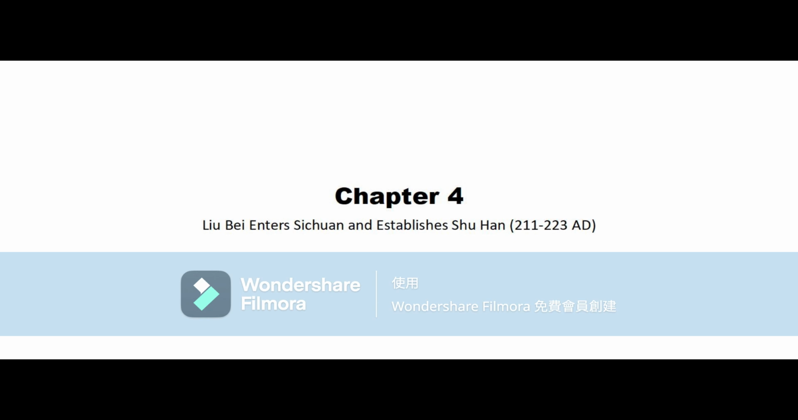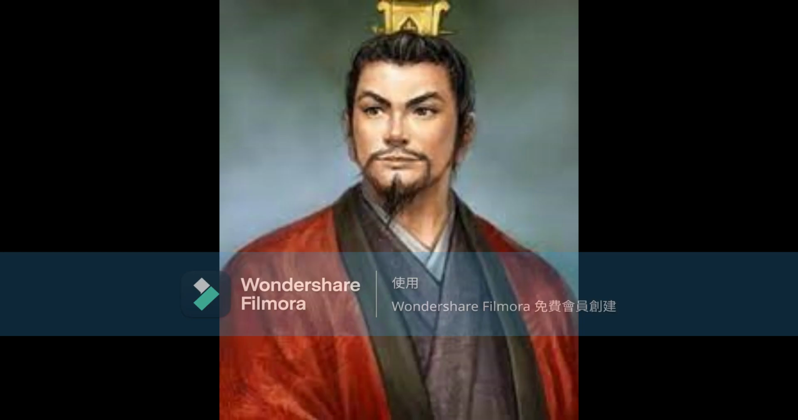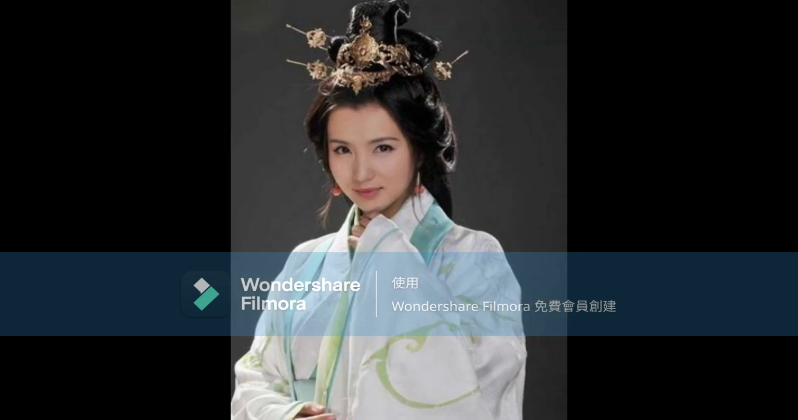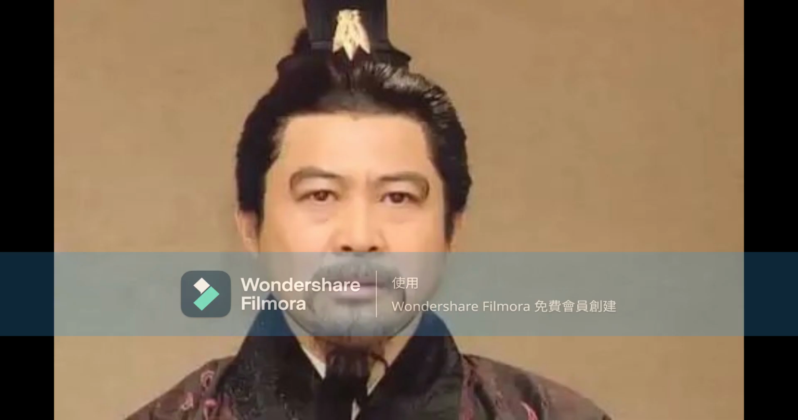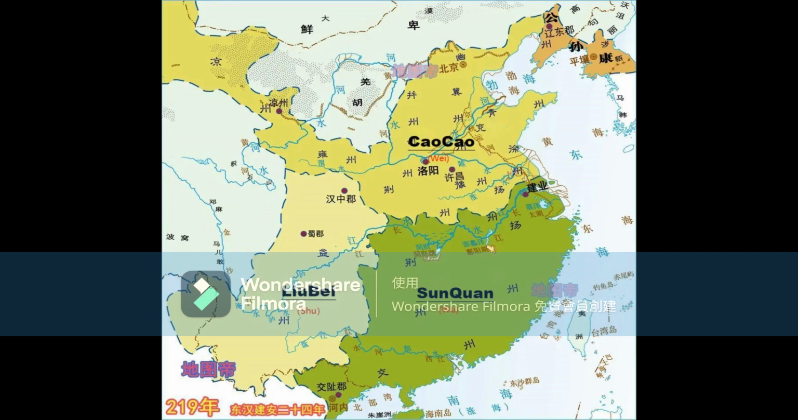Chapter 4. Liu Bei enters Sichuan and establishes Shu Han, 211 to 223 AD. After the Battle of Red Cliffs, Liu Bei consolidated his position through a political marriage with Sun Quan's sister. He betrayed and seized Yi province from Liu Zhang. Facing conflicts with Sun Quan and threats from Cao Cao, Liu Bei relinquished half of Jingzhou.